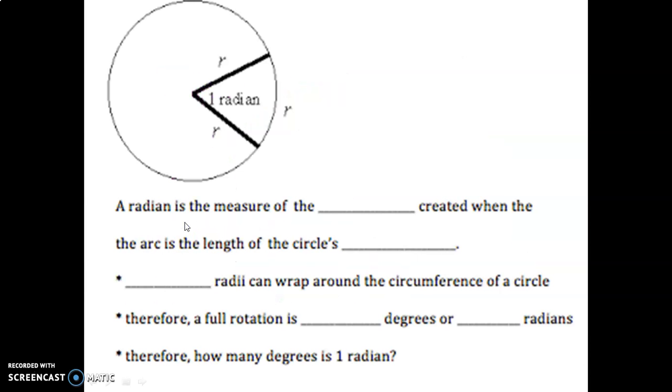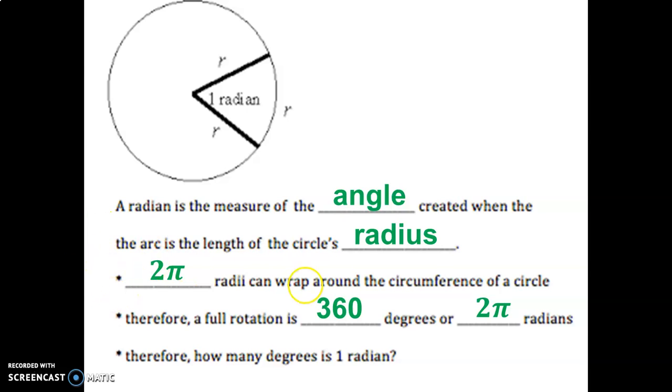Alright, let's take some notes. A radian is the measure of the angle created when the arc is the length of the circle's radius. We've defined that already. 2 pi radii can wrap around the circumference of a circle. Therefore, a full rotation is 360 degrees, or 2 pi radians. So degrees is one way to measure angles, radians is another way. Therefore, how many degrees is 1 radian? Well, you can just divide 360 by 2 pi, and you can find out that 1 radian must be 57.3 degrees.